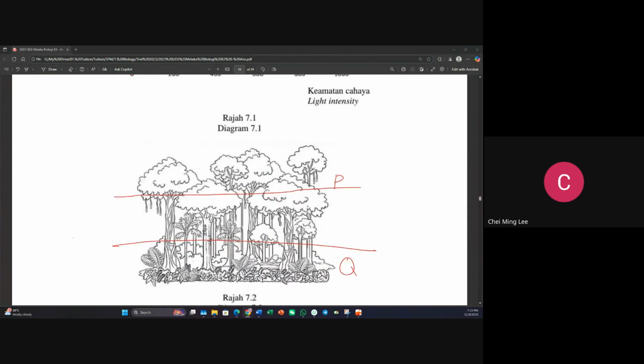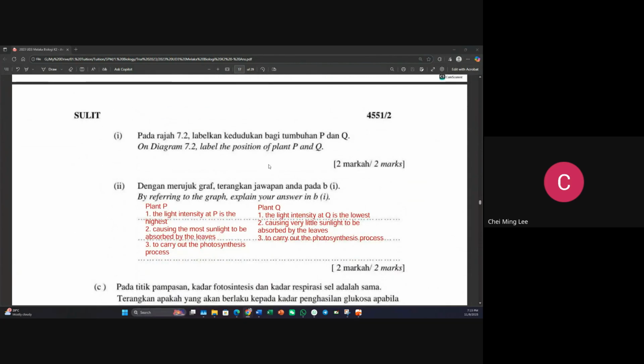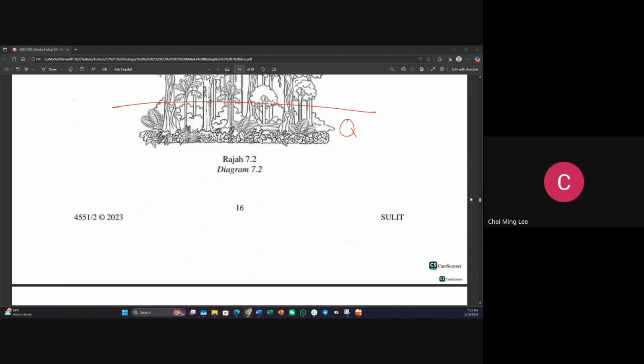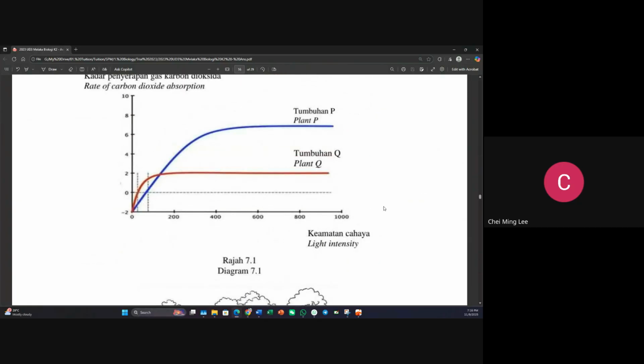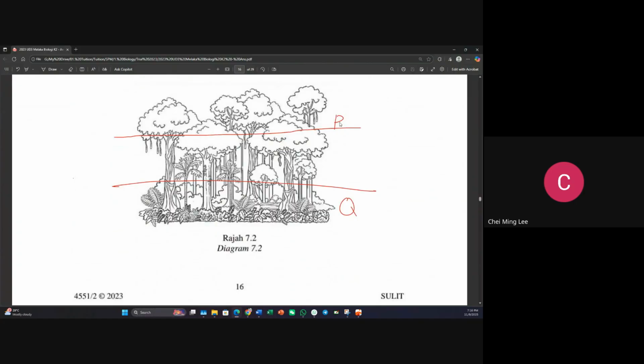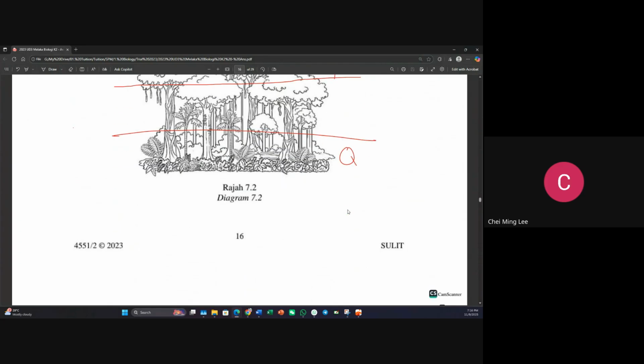Okay, so now it says on the diagram, label the position of plant P and Q. You see, P has more sunlight, right? The sunlight intensity is higher. How do we know that? You see the compensation point. So that's why P is on the upper side, and Q is on the lower side. The taller the tree, the more sunlight you get, the higher the rate of photosynthesis.